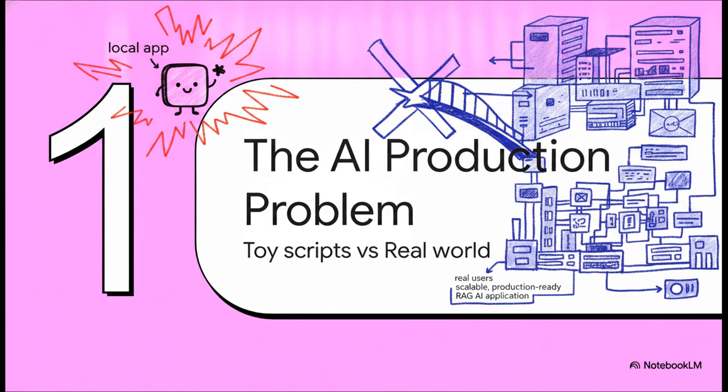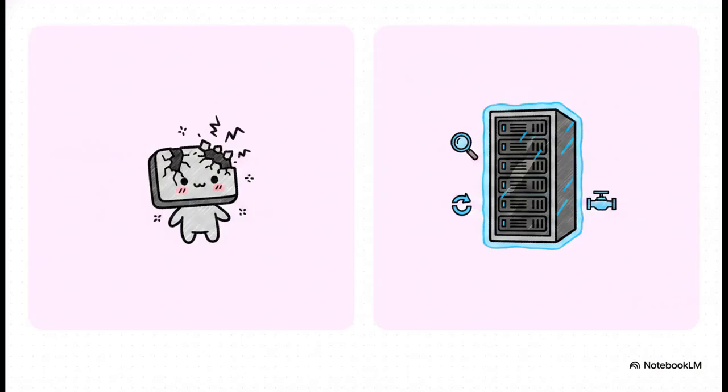All right, section 1. The AI production problem. This right here is the great divide. On one side, you've got your fun weekend project. If the OpenAI API hiccups for even half a second, the whole thing shatters and your user is staring at a terrifying error screen. Not great.